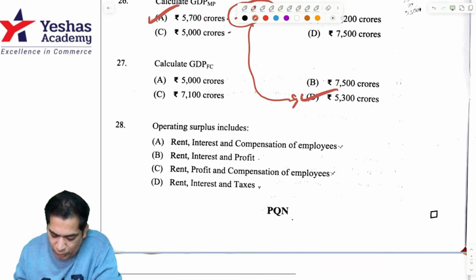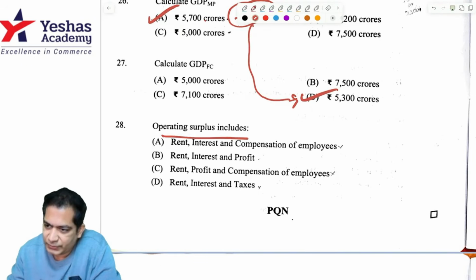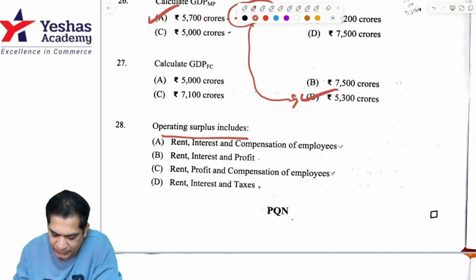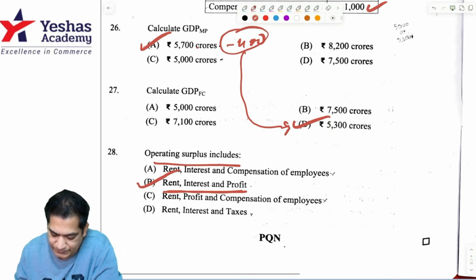Next, operating surplus includes, very simple question, rent plus interest plus profit. So B is the answer, 28.